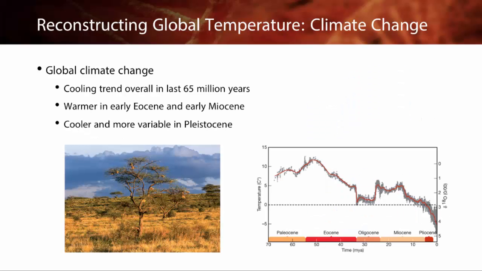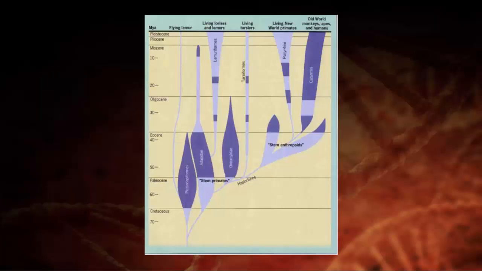Overall, over the last 65 million years, since the extinction of the dinosaurs, there is a trend towards cooler and drier climates. The evolution of the primates coincides with the disappearance of the dinosaurs. When the dinosaurs disappeared, multiple ecological niches appeared into which animals like primates could evolve.